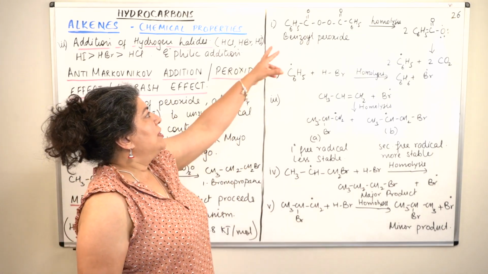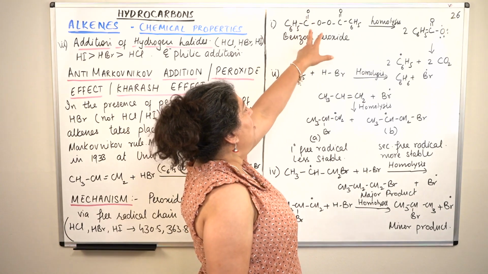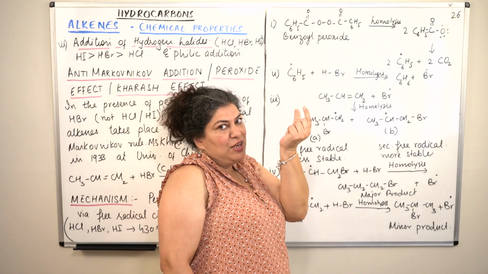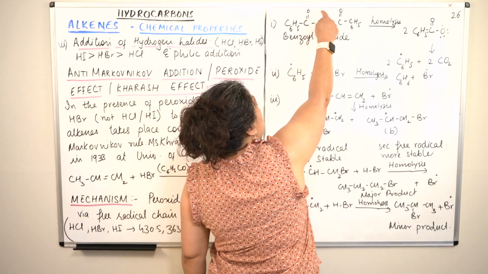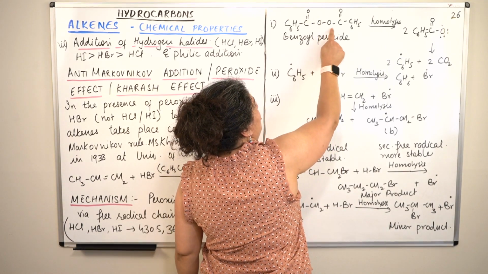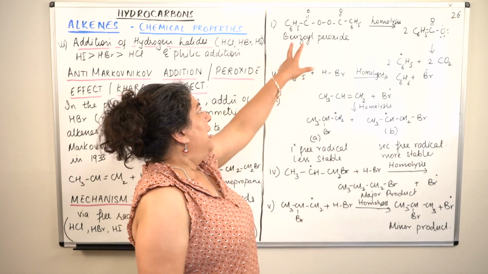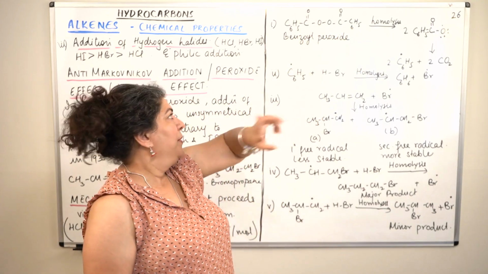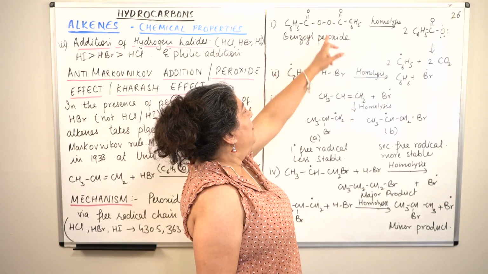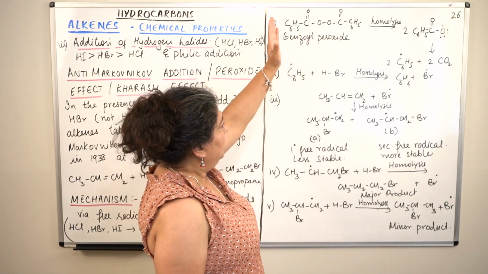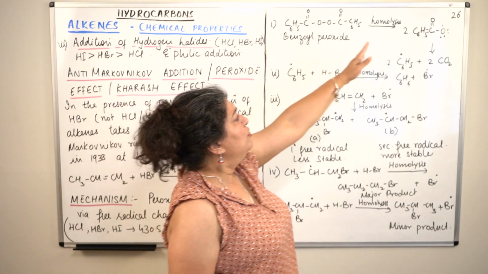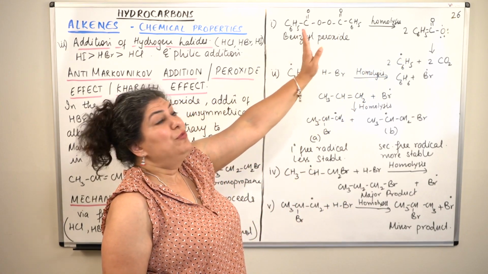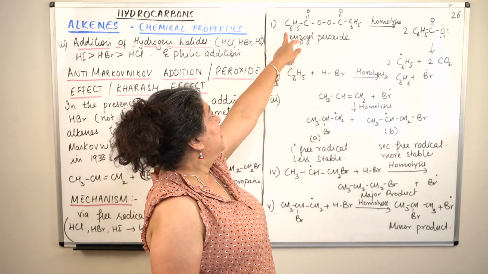So benzoyl peroxide, the molecule is C6H5COO and C6H5COO, both the oxygens are joined together. So the cleavage takes place here between the two oxygens of the peroxide. Any molecule which has two oxygens attached like this is known as a peroxide. So this peroxide, when it breaks here, it results in the formation of two benzoyl peroxide free radicals.